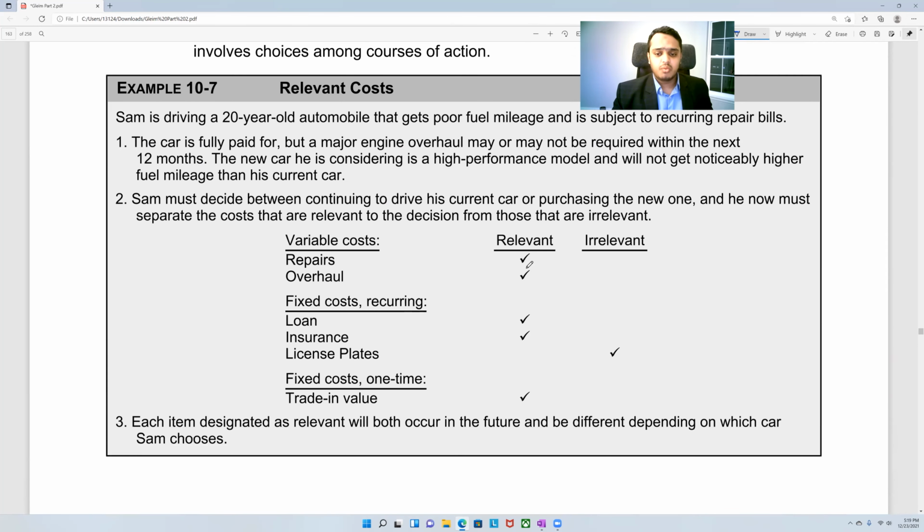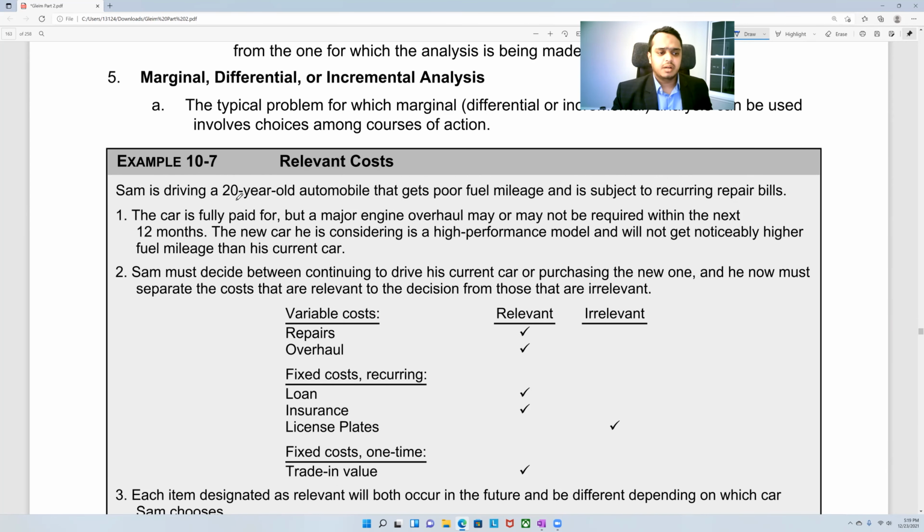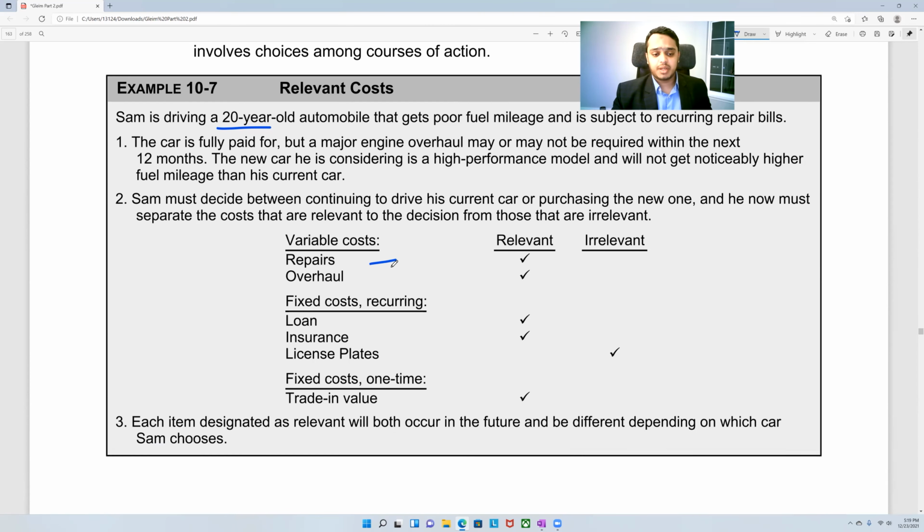So if you see here, what are the relevant costs? Suppose this is a person who is going to sell his vehicle which is 20 years old. What will be relevant? Repairs, overhauls, loan, insurance. This will be license plates, something which is already done. Trade-in value is something which you're going to get if you sell it. So these are the relevant costs, and those are the irrelevant costs, like license plate, and also the cost at which you bought it, irrelevant.